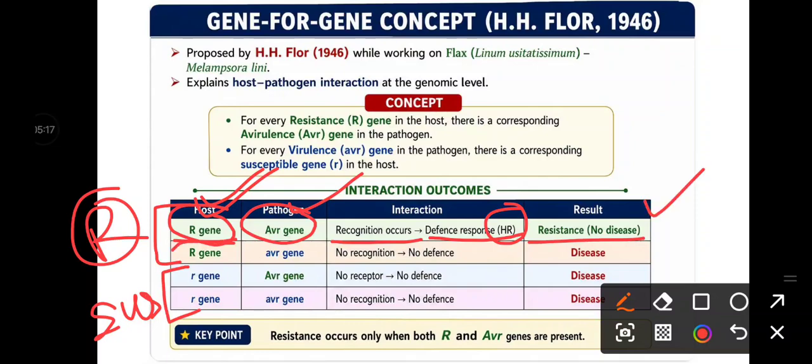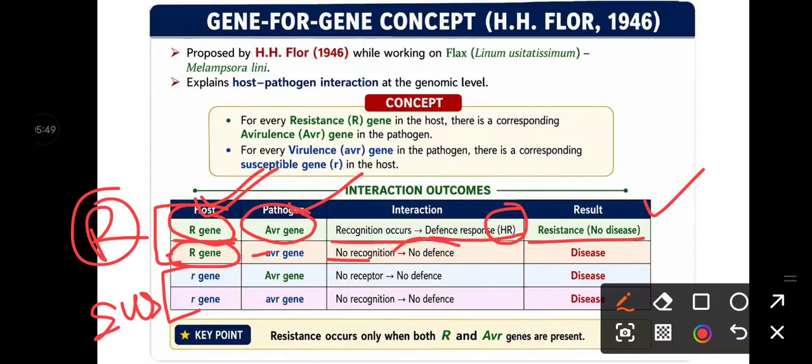But when the R gene is there, meaning a receptor is there in the plant, but the pathogen does not have the avirulence gene, no elicitor is there. It is virulent, it contains the virulence gene. No AVR gene is there. Then the receptor is there, but the R gene is not able to recognize, because the avirulence gene is not there.